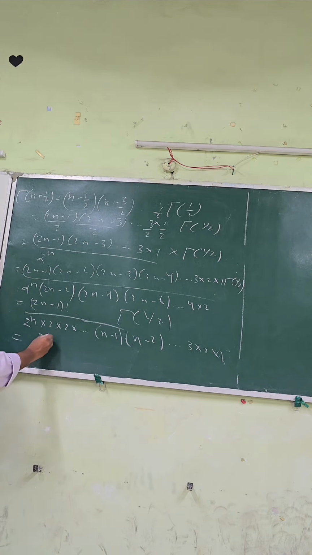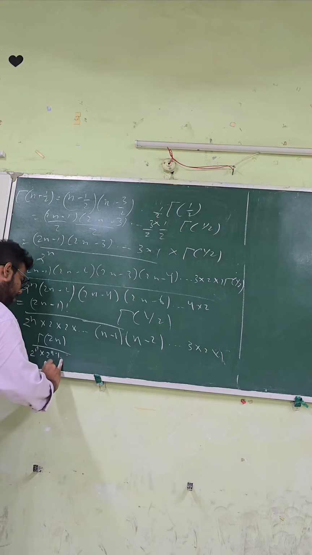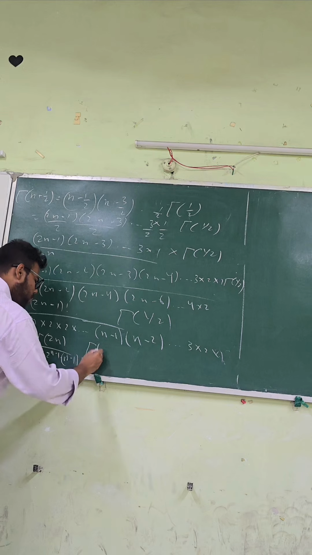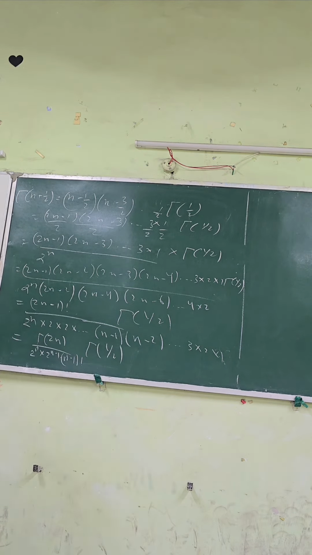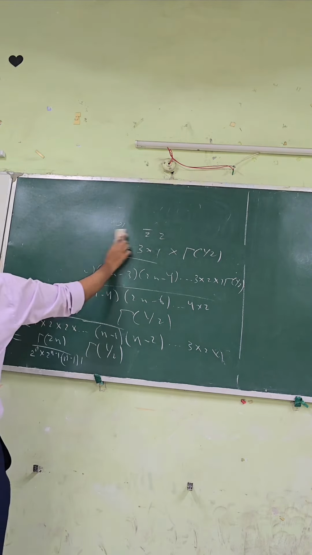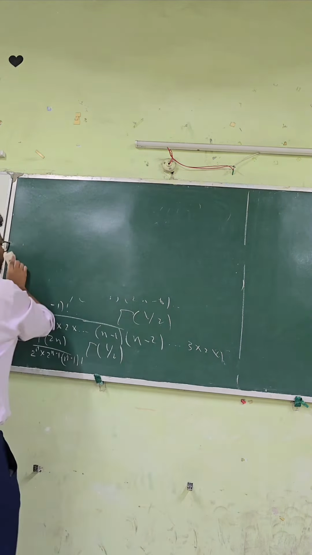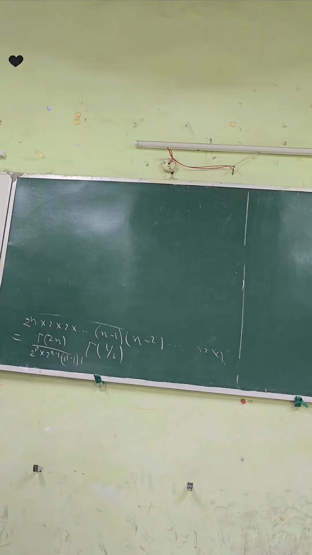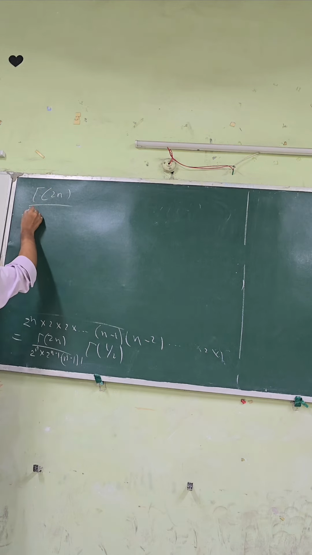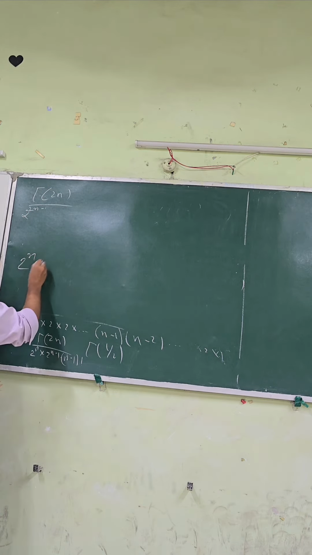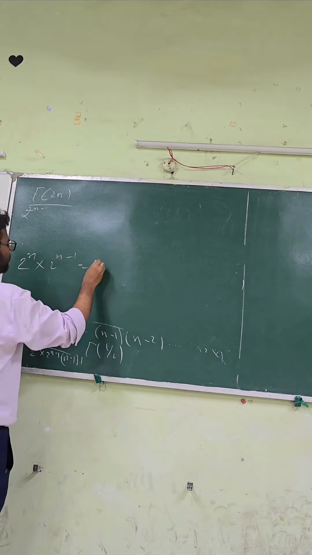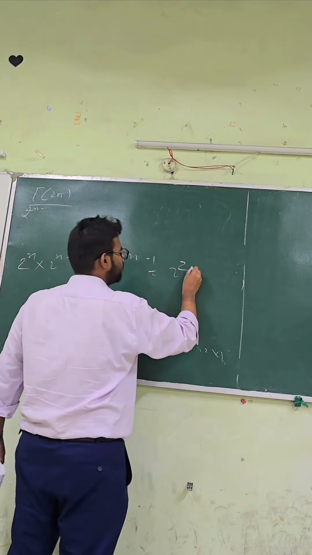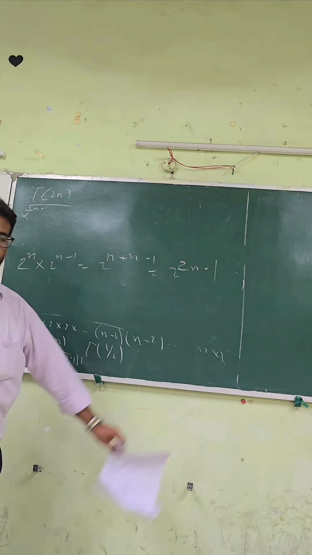So this is equal to gamma of 2n, right? And this is equal to 2 raised to power n into 2 raised to power (n minus 1), times (n minus 1) factorial into gamma of 1/2, right? You got this thing? Okay. So you get gamma of 2n by 2 raised to the power 2n minus 1. How? 2 raised to the power n into 2 raised to the power n minus 1 is equal to 2 raised to the power n plus n minus 1, which is equal to 2 raised to the power 2n minus 1. Right? You got this? Is it correct?